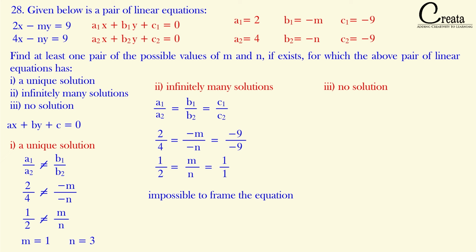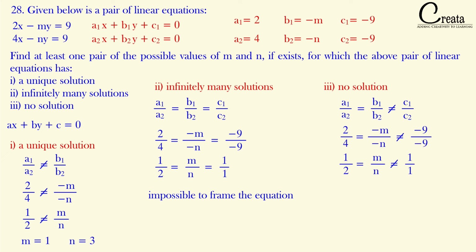It means the two lines are not intersecting with each other, that is, the two lines are parallel to each other. And what is the condition? The condition is a1 upon a2 is equal to b1 upon b2 is not equal to c1 upon c2. Let's put the values. On solving, we got 1 upon 2 is equal to m upon n is not equal to 1 upon 1. What should you put in place of m and n such that the complete equation will be satisfied? We can put m as 2 and n as 4. It will be 2 upon 4, which is basically 1 upon 2. Here 1 by 2 is equal to 1 by 2 is not equal to 1.